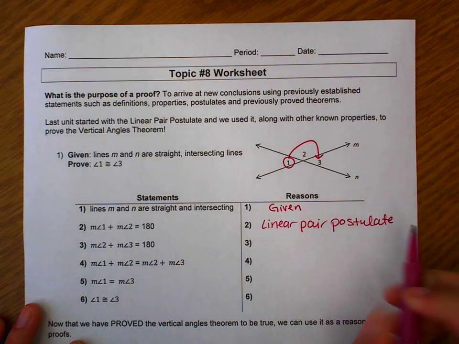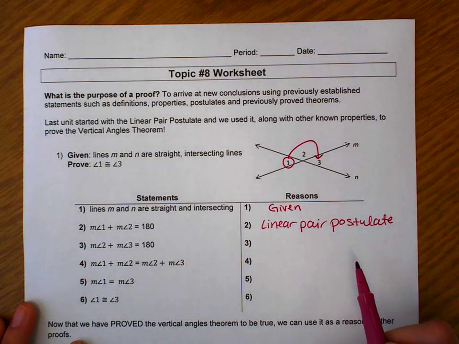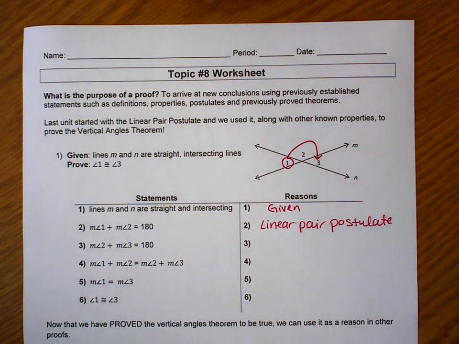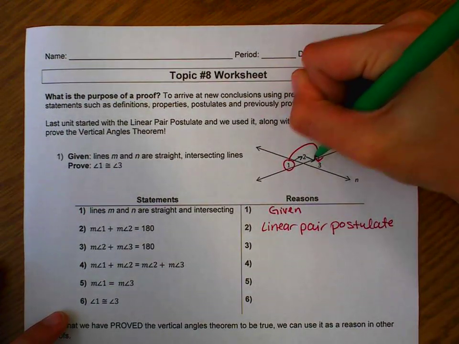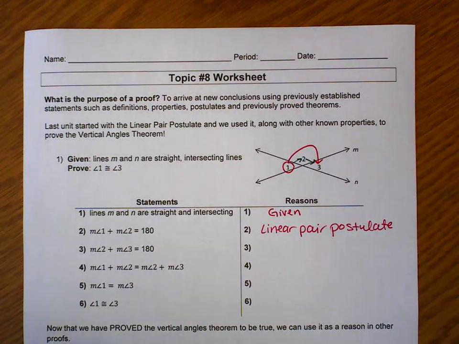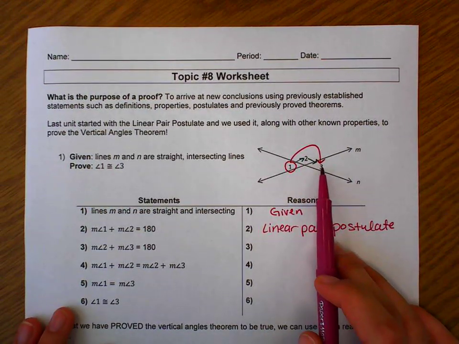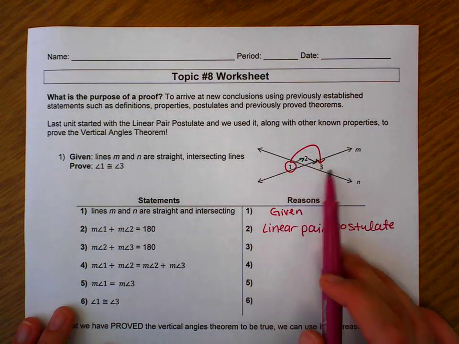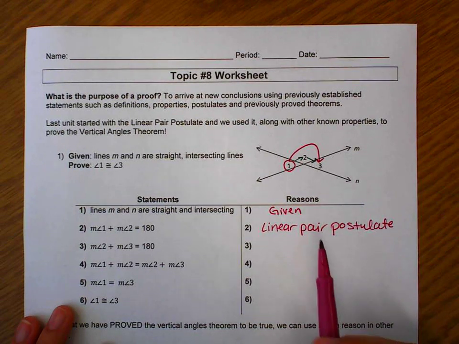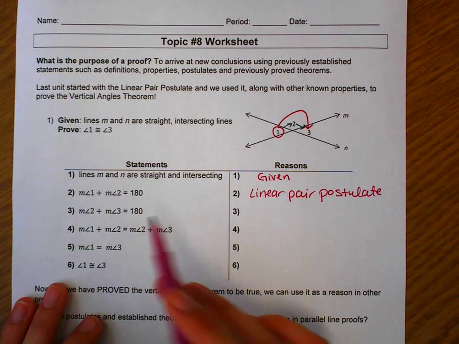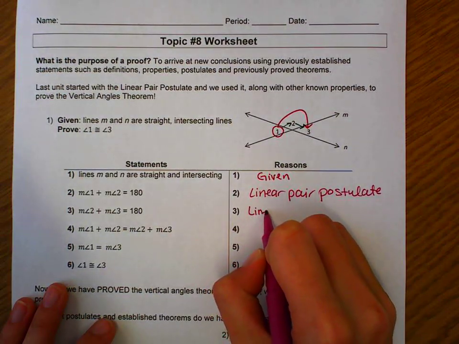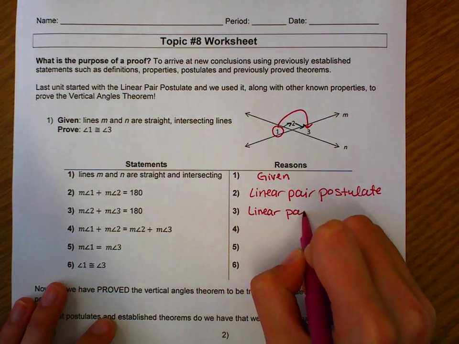And a quick reminder, I can use postulates without proving them. Postulates are accepted as true without proof. So now that I have gone from 1 to 2, I want to make my way from 2 to 3. The measure of angle 2 plus the measure of angle 3 is also 180 because these two also form a linear pair. So the measure of angle 2 plus the measure of angle 3 equals 180. This again is an example of the linear pair postulate.